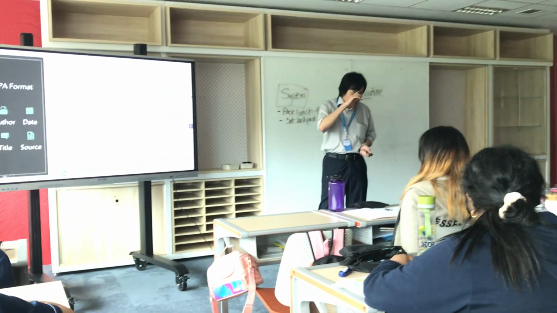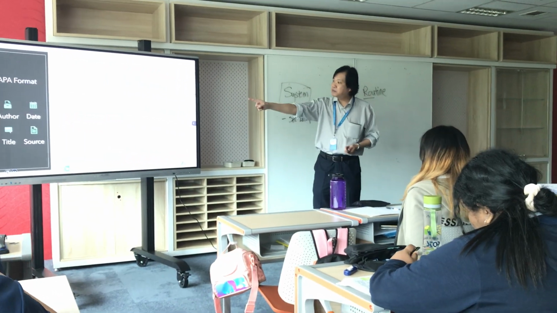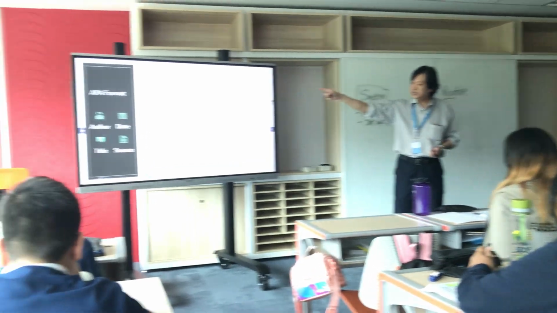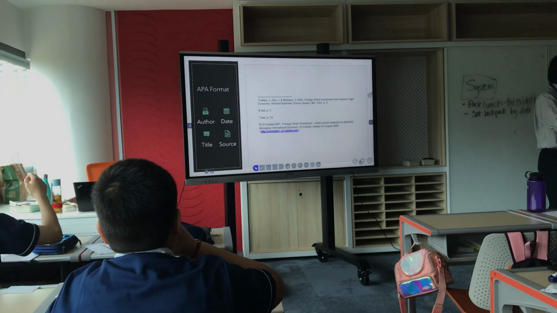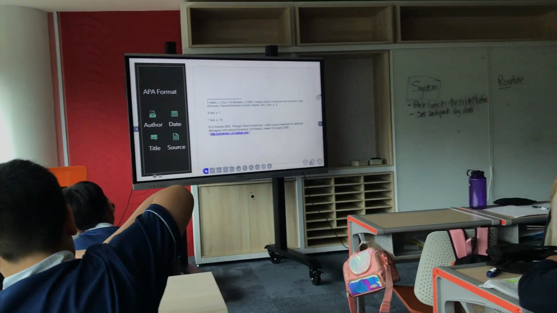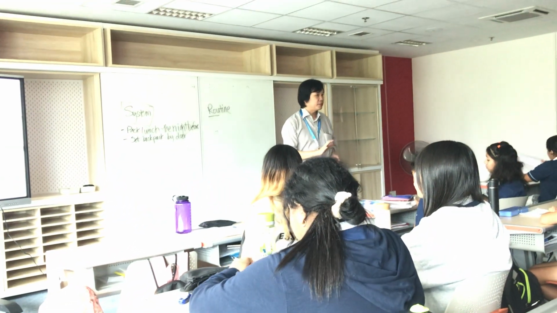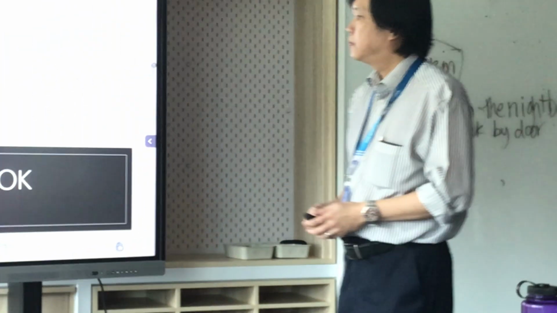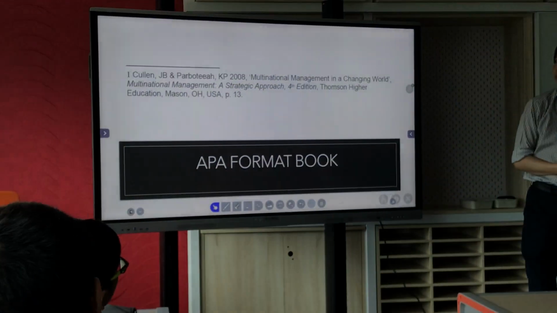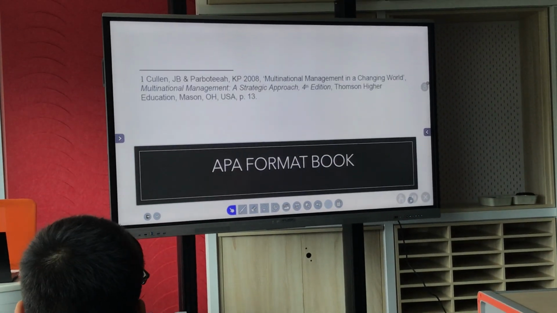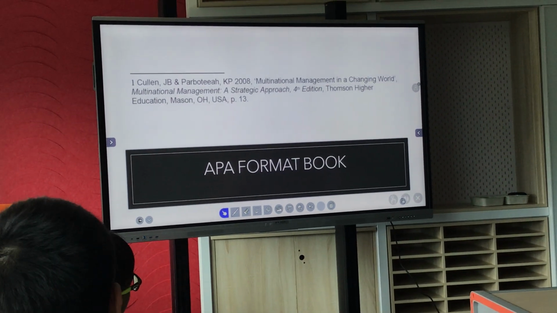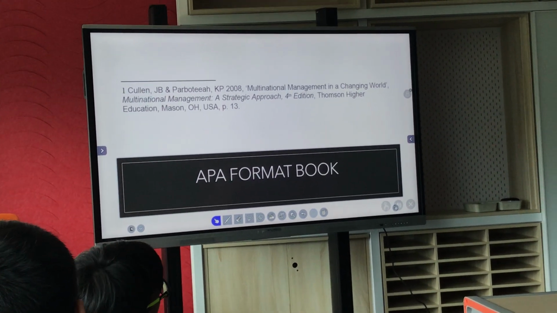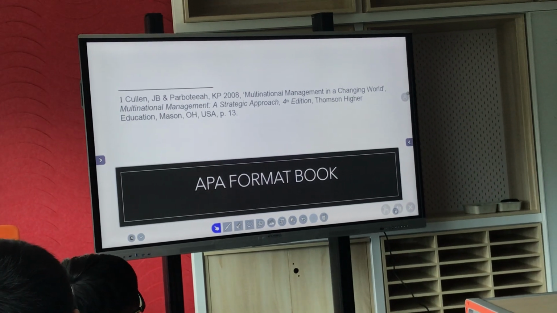The APA format states that 4 of these things must all be there: the author, the date, the title, and the source. All these 4 pieces of information must be there. For a book, this is how the APA format will look. I won't go through it a lot, because many of us are familiar.